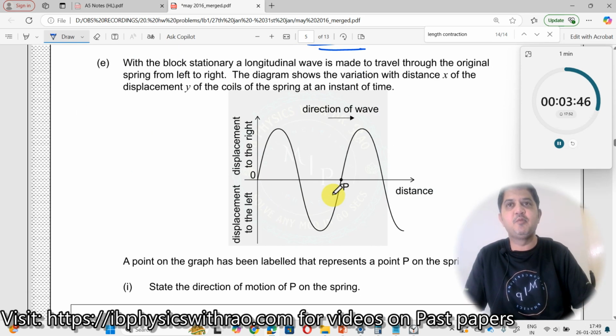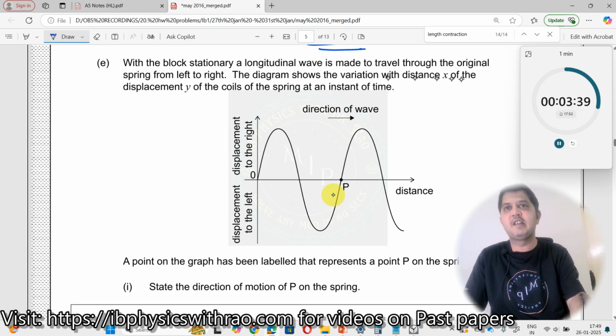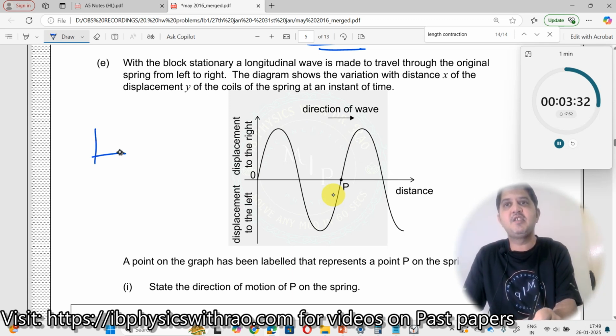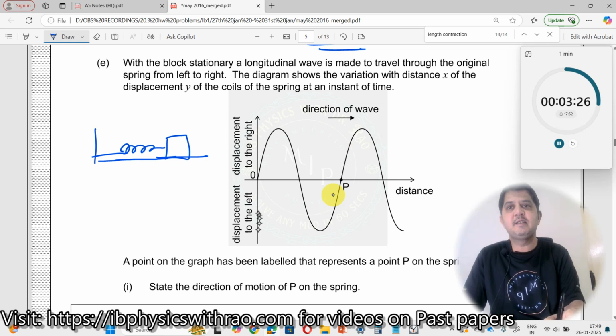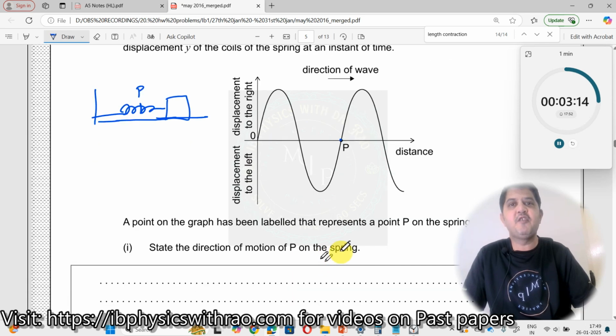Okay, next, let us move on to the next one. With the block stationary, a longitudinal wave is made to travel through the block and spring from left to right. The diagram shows the variation with distance x. So you are now passing across a longitudinal wave. So this is the block like this. A point on the graph has been labeled that represents the point P on the spring. Let me consider this point P here. State the motion of the point P on the spring.